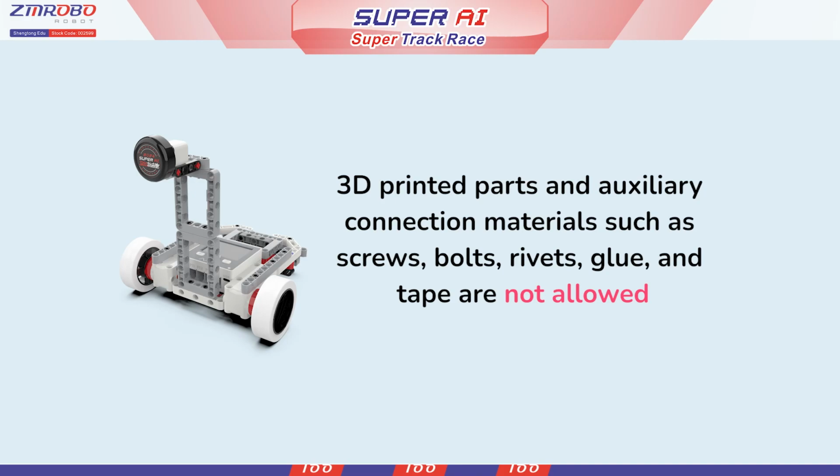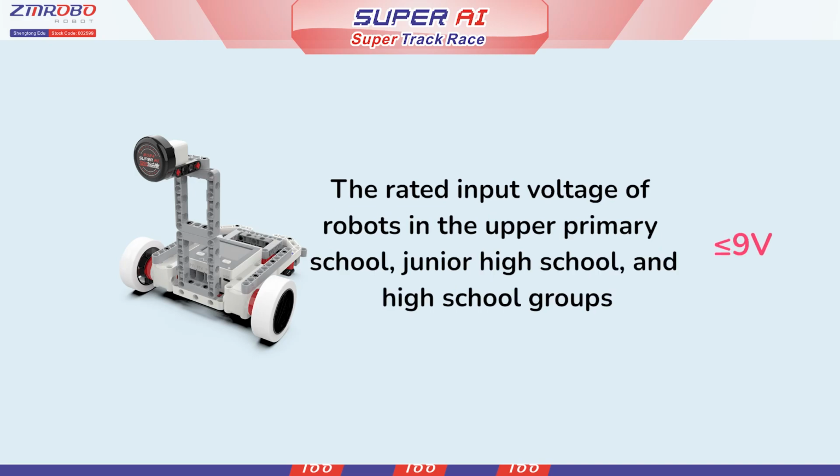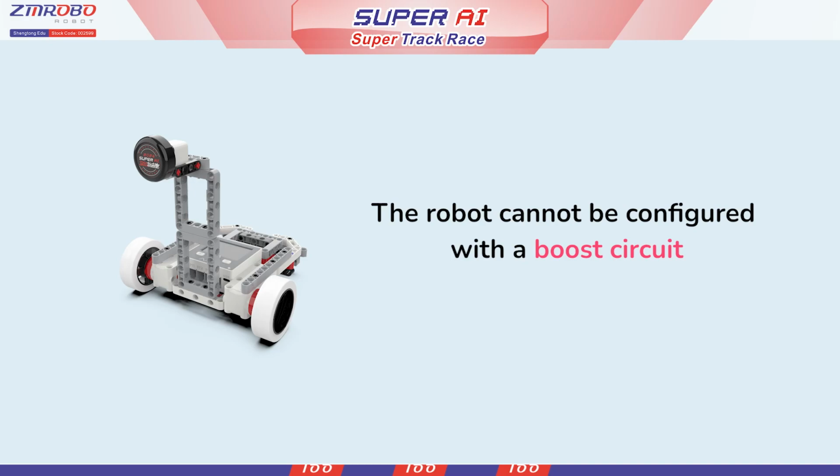3D printed parts and auxiliary connection materials such as screws, bolts, rivets, glue, and tape are not allowed. The rated input voltage of robots in the lower primary school group shall not exceed 6 V, and the rated input voltage of robots in the upper primary school, junior high school, and high school groups shall not exceed 9 V. The robot cannot be configured with a boost circuit.